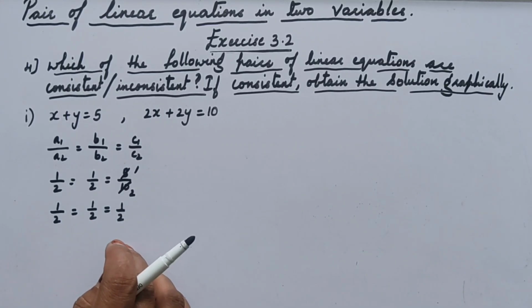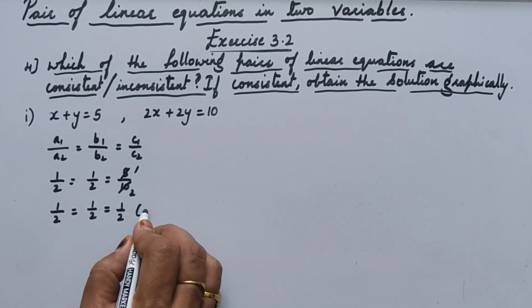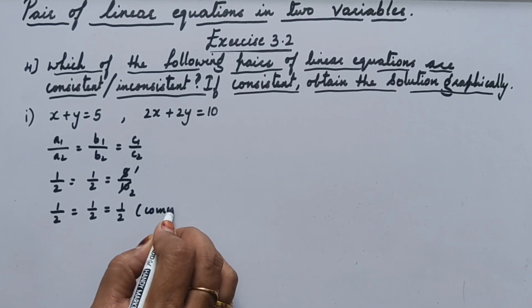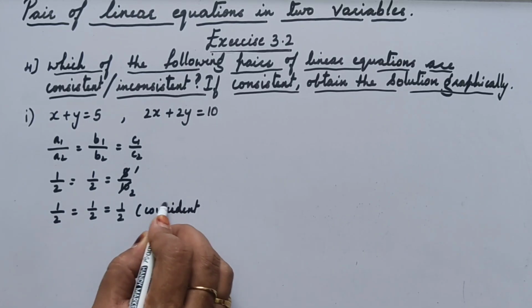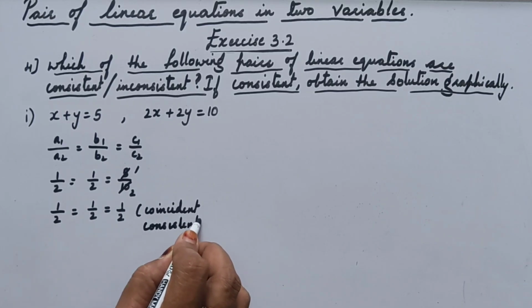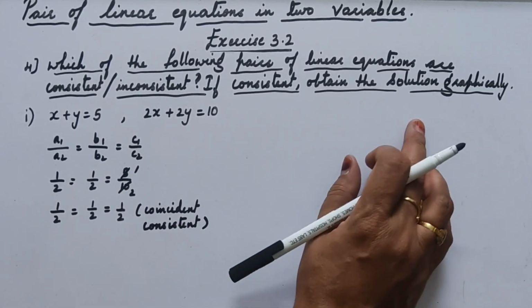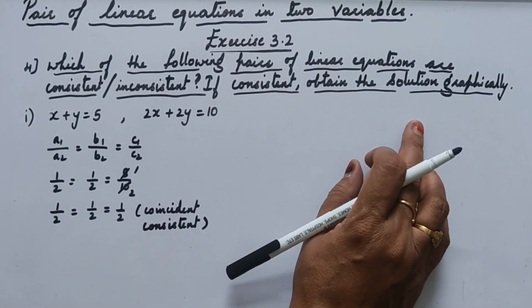It is coincident. Coincident means it is consistent. It is coincident, and it is consistent as well. Now it's already consistent, we know. If it is consistent, we need to obtain the solution graphically.